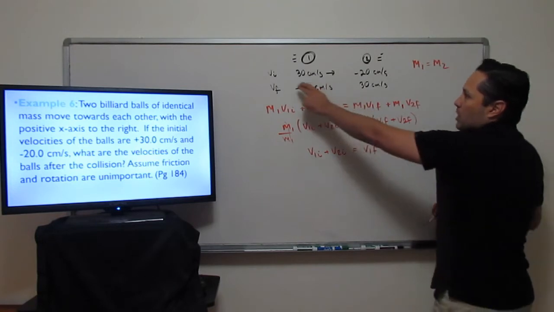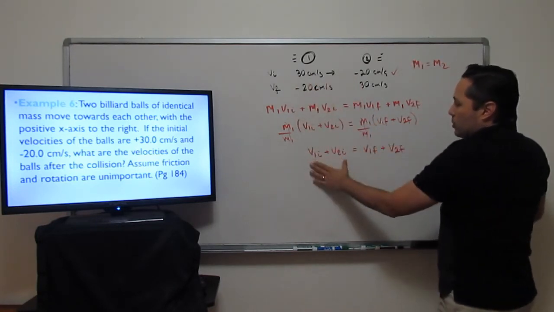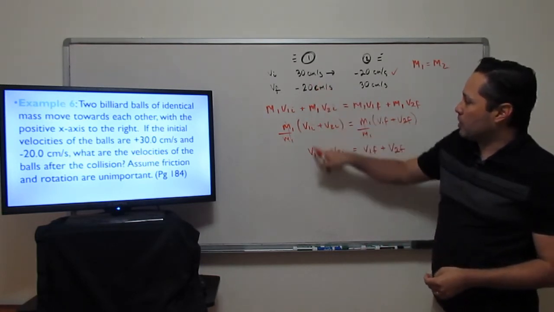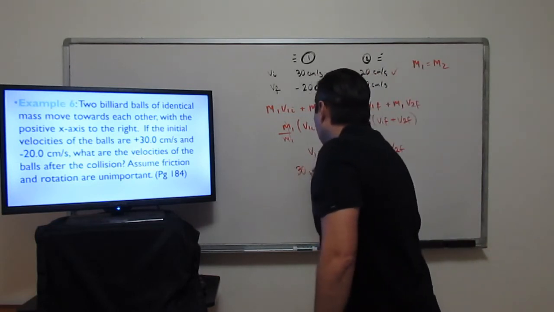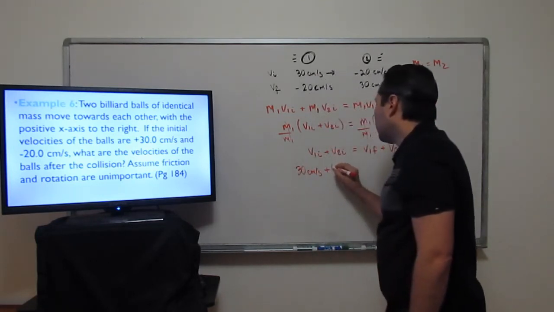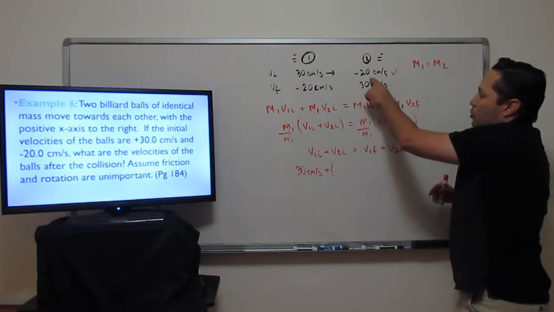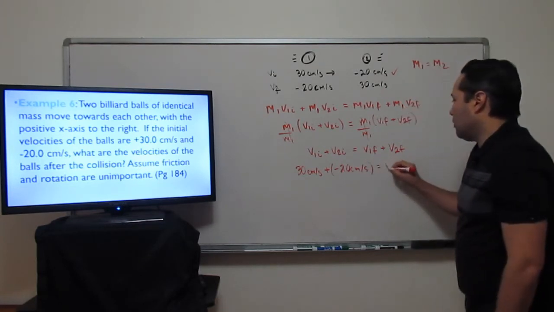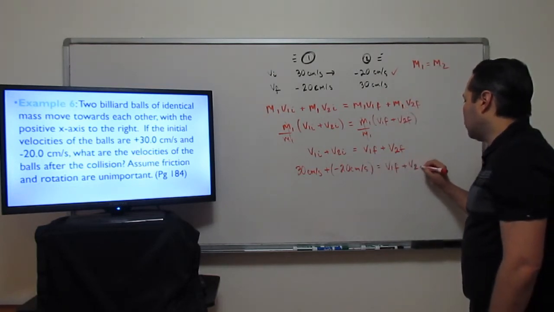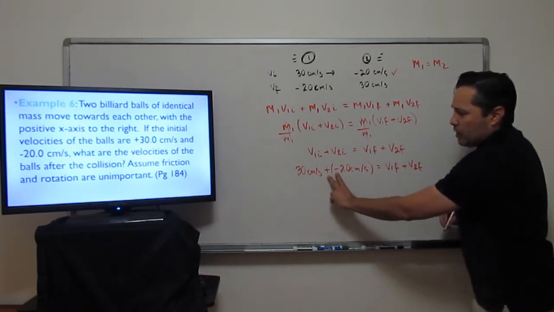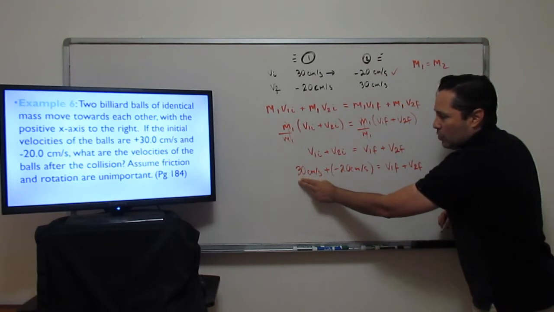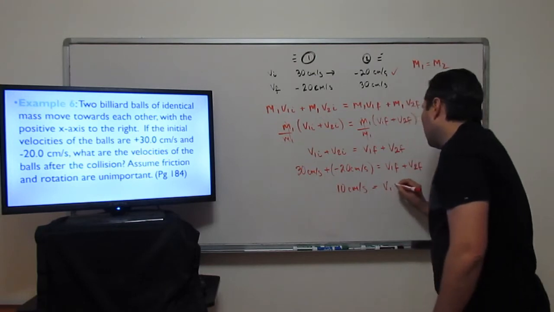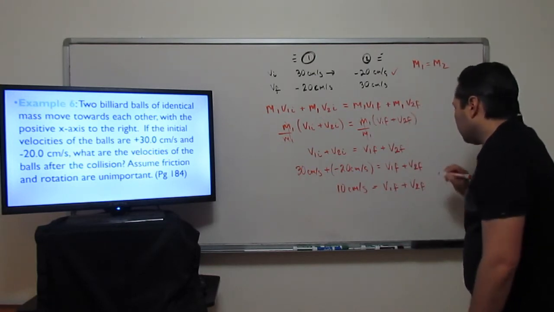Alright, what's next for us? We're going to substitute the initial velocities into this formula. We're going to try to isolate one of these two variables. So let's go ahead and do that. Initial velocity of object 1 was 30 centimeters per second, plus initial velocity of object 2 was negative 20 centimeters per second. So that's going to give me V1 final plus V2 final. Positive times a negative is a negative, so then it's really 30 minus 20. That gives me 10 centimeters per second. It's equal to V1 final plus V2 final as well.